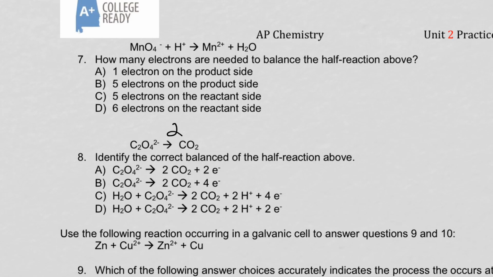Some students may not recognize that the oxygens are now balanced, and so they might keep trying to add other things. So really our next step is to go straight to our electrons, and we see a -2 charge on the reactant side, and the product is a neutral compound, so it is 0. So if we add 2 electrons to the product side, that does balance, and the correct answer is A.